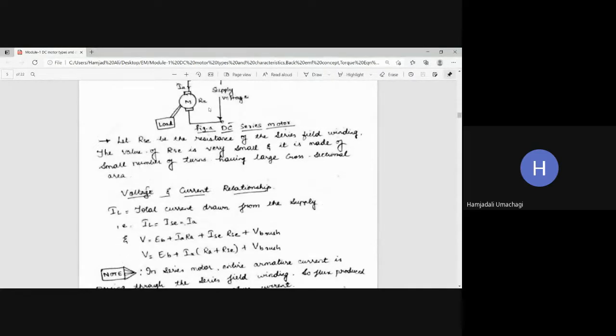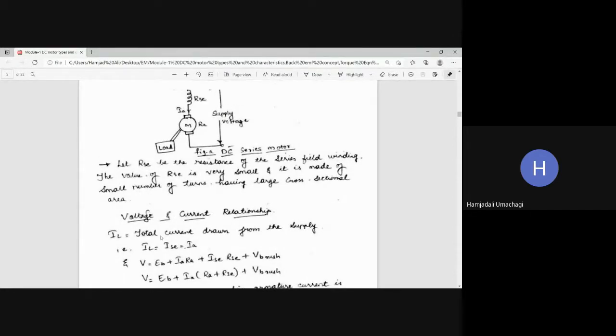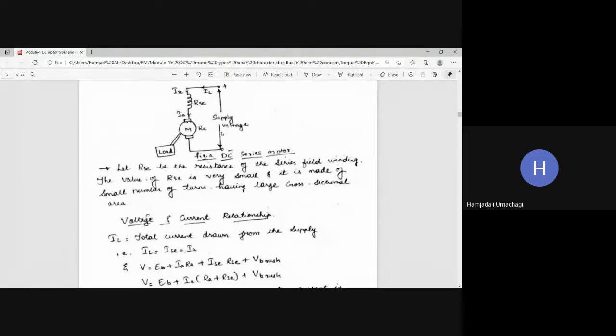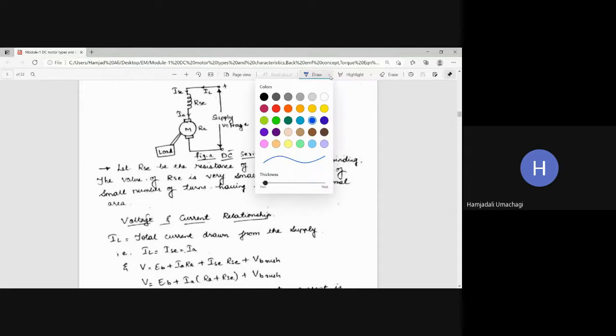Coming to the next voltage equation. So this is the current equation or current relationship. Now let us see the voltage relationship. So here, this is the supply voltage V.